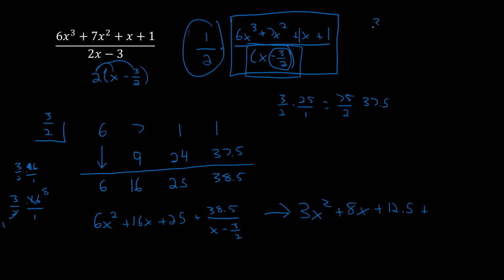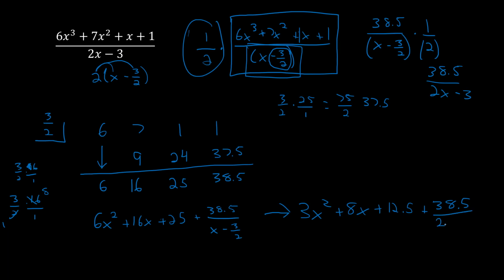We have 38.5 over x minus 3 halves, then times 1/2, or divided by 2, same thing. What we do is we multiply x minus 3 halves times the 2, which gives me a 2x, and then 2 times the negative 3 halves would be a negative 3. And the numerator stays the same. So now we have 38.5 over 2x minus 3. So this here would be your solution.